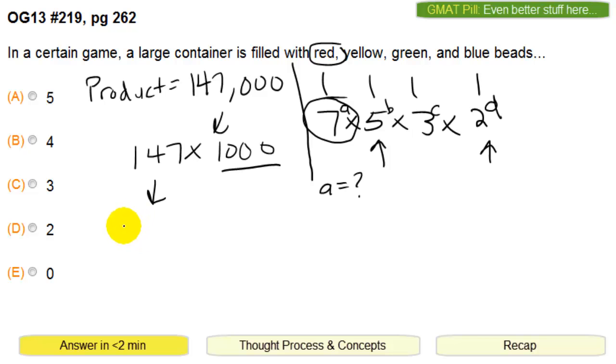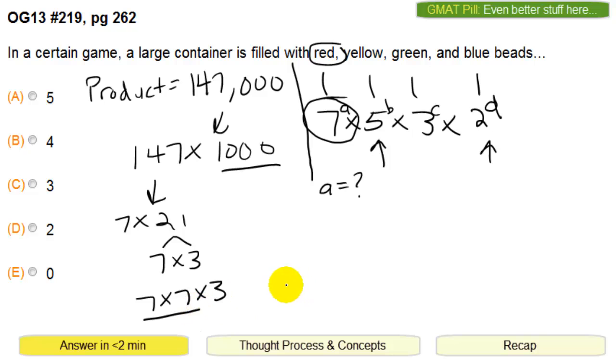So the 147 factors down to 7 times 21. This factors down to 7 times 3. So we basically have 7 times 7 times 3. So how many 7s are there? How many reds are there? There's 2. So red beans equals 2. So the answer is here, D, 2.